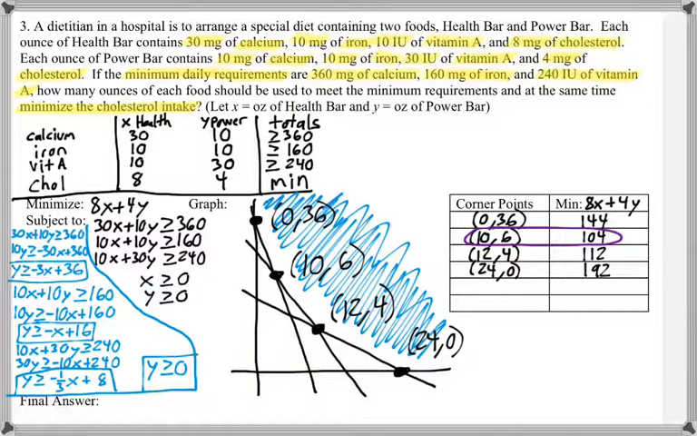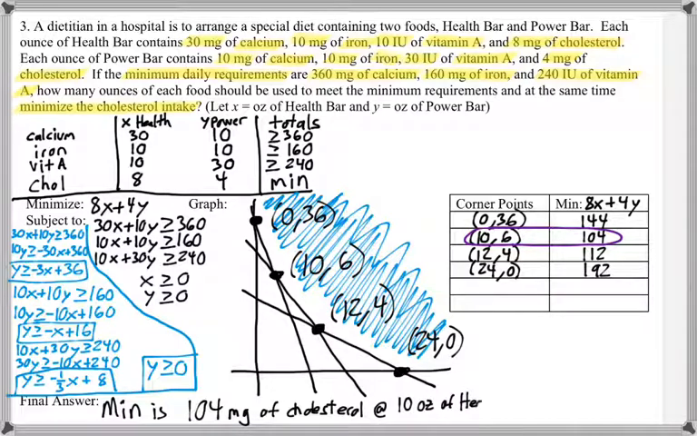But lastly, we need to put this into context of the problem. So our final answer will be the minimum is 104 milligrams of cholesterol at 10 ounces of Health Bar and 6 ounces of Power Bar.